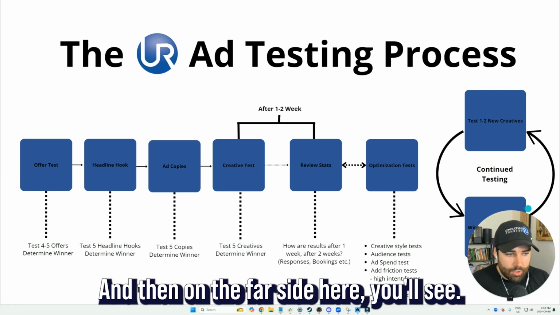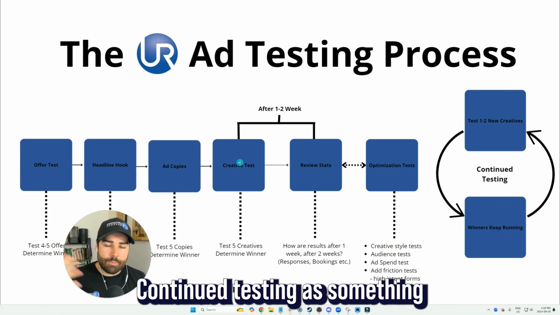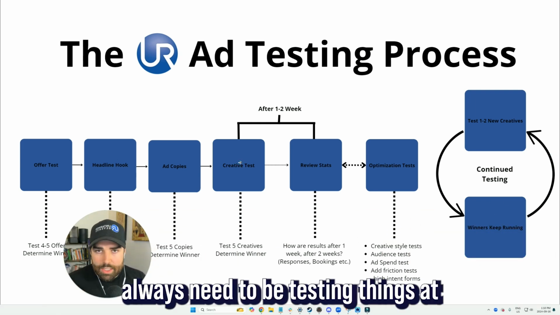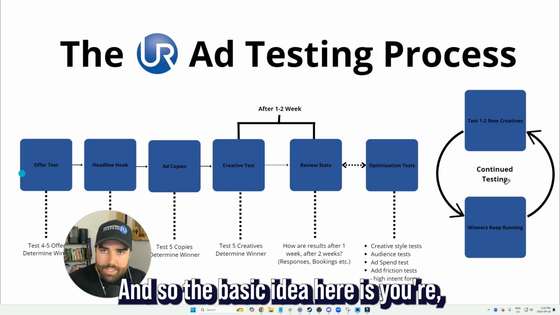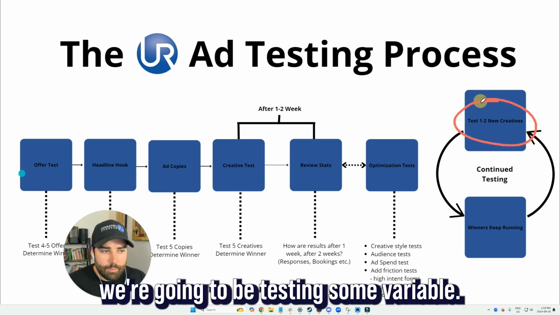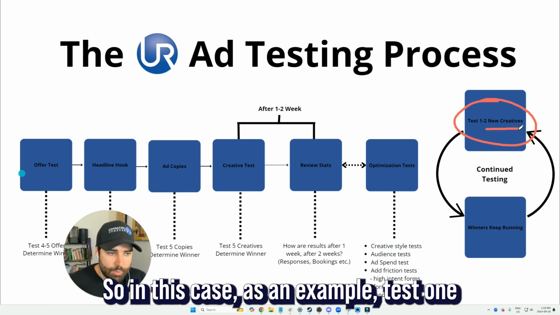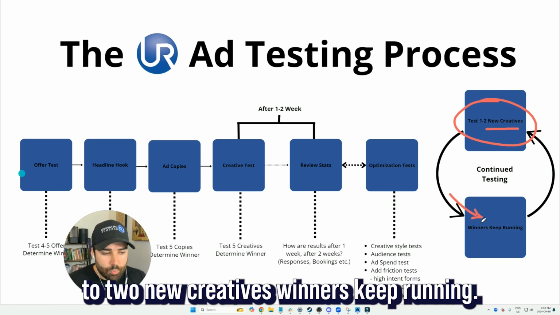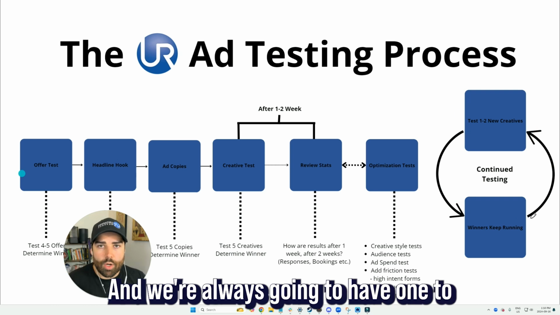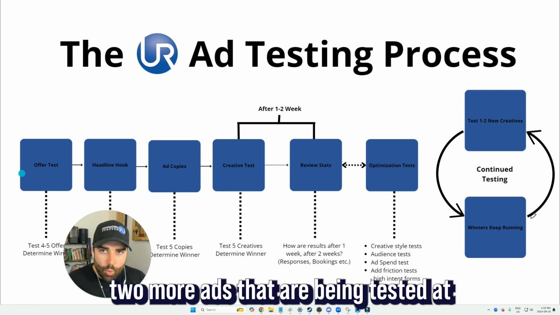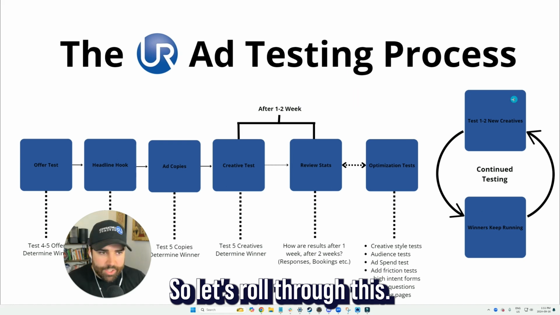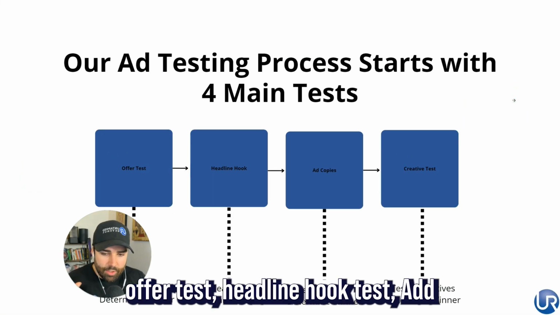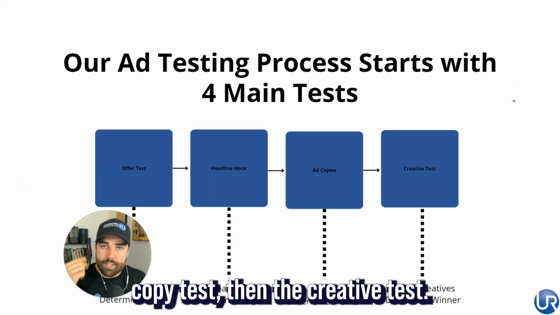And then on the far side here, you'll see continued testing. Something to preface here is that you will always need to be testing things at all times when you're running ads. The basic idea is we're going to be testing some variable. In this case, as an example, test 1 to 2 new creatives, and the winners keep running. We're always going to have 1 to 2 more ads being tested at all times so that we can keep things fresh. So let's roll through this. There are 4 main tests we start with: offer test, headline hook test, ad copy test, and then the creative test.